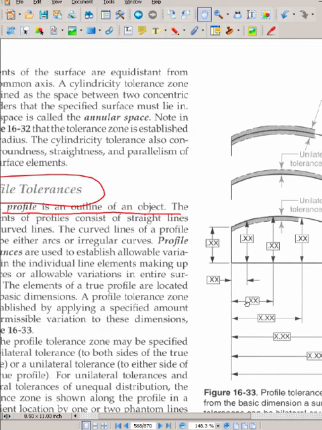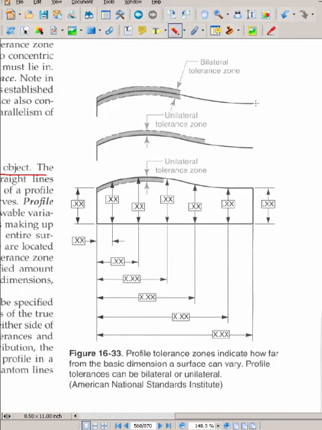We have an object that has some type of curved surface to it. And so we establish a checking zone, a profile zone, and we check it to make sure its actual shape fits within that correct profile zone. If it does, it passes. If it doesn't, it doesn't. Do note that profile tolerance zones indicate how far from the basic dimension a surface can vary. Profile tolerances can be bilateral or unilateral.